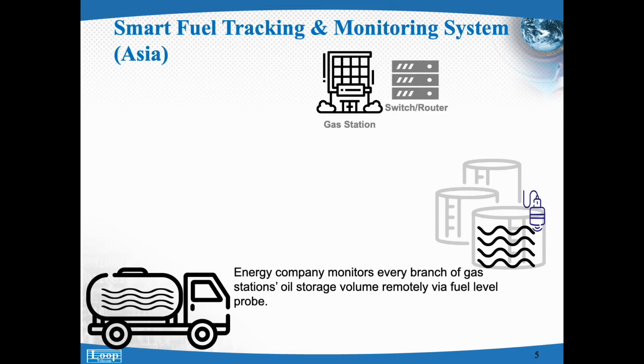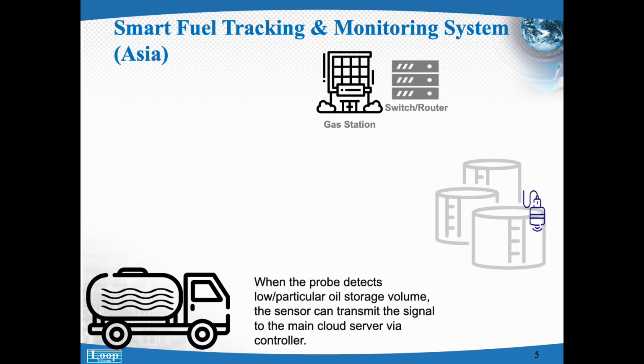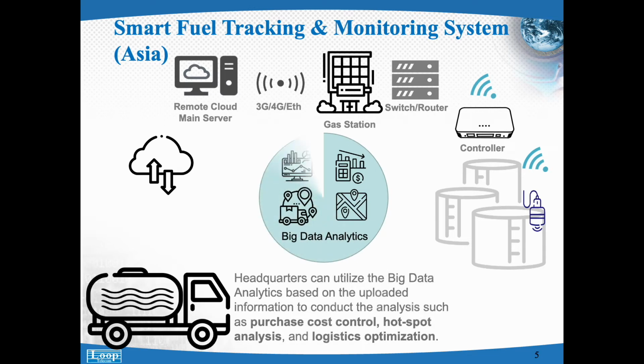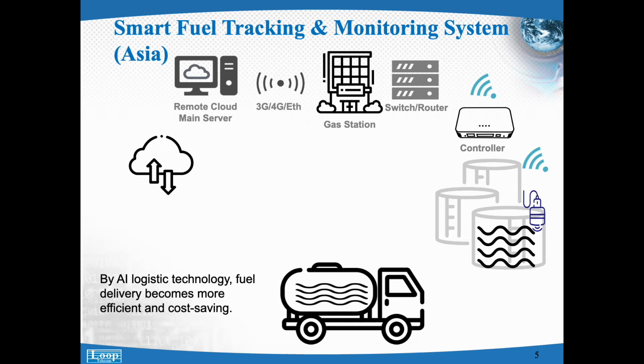Energy company monitors every branch of gas station's oil storage volume remotely via fuel level probe. When the probe detects low or particular oil storage volume, the sensor can transmit the signal to the main cloud server via controller. Headquarters can utilize the big data analytics based on the uploaded information to conduct the analysis such as purchase cost control, hotspot analysis, and logistics optimization. By AI logistics technology, fuel delivery becomes more efficient and cost-saving.